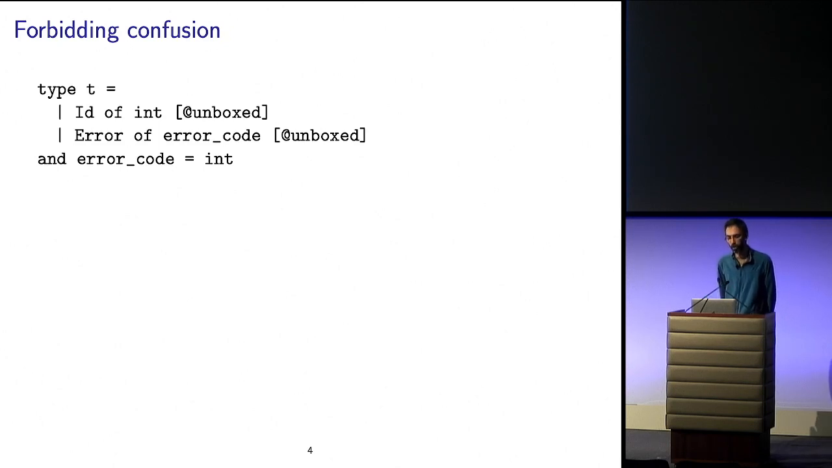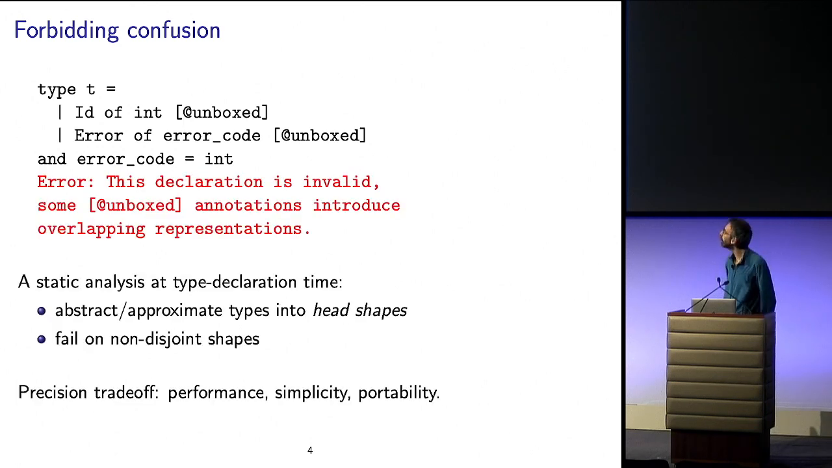But then you cannot just unbox everything. So maybe you extend your type T with ID, and you add an error case that carries an error code that is also an integer. So if you allow to remove both the error and the ID constructor, then at runtime you see 42, you don't know which case you are in. So that's a problem. So if you try to do this, the experimental version of the compiler that we worked on will stop you and say this declaration is invalid. Some unbox annotations introduce overlapping representation.